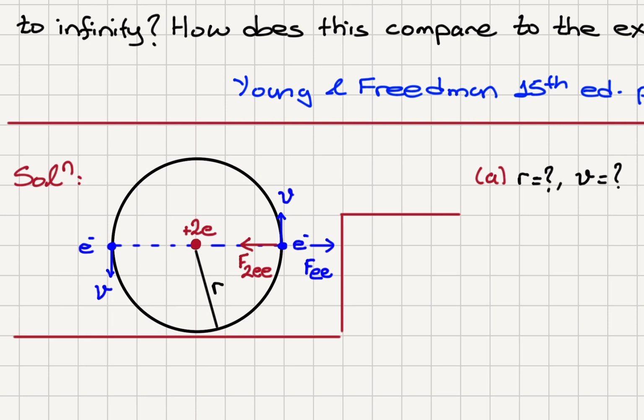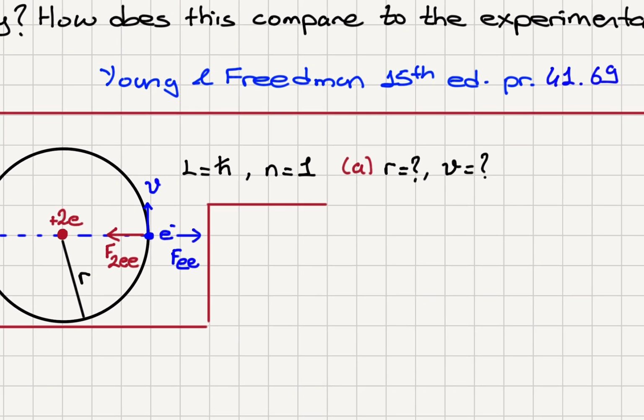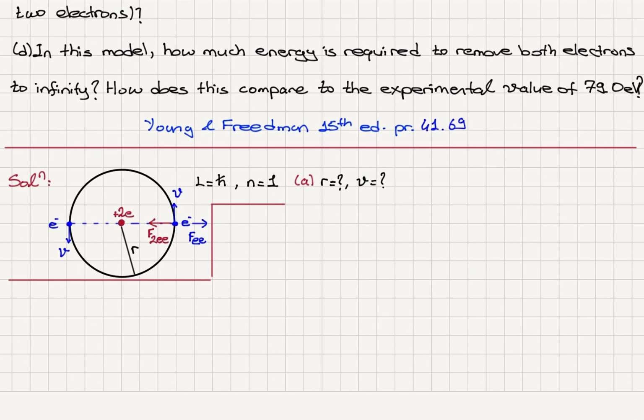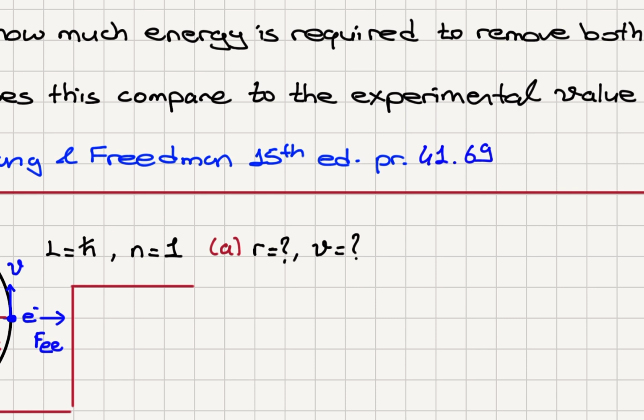And we are given that the angular momentum L is equal to h bar for these electrons. That is to say, we're talking about n equals 1, a Bohr orbit, and we want to know the radius r. Determine the radius of the orbit and orbital speed v. And we know that according to the Bohr model, the angular momentum mvr is quantized, so n equal to 1 here corresponds to h bar.